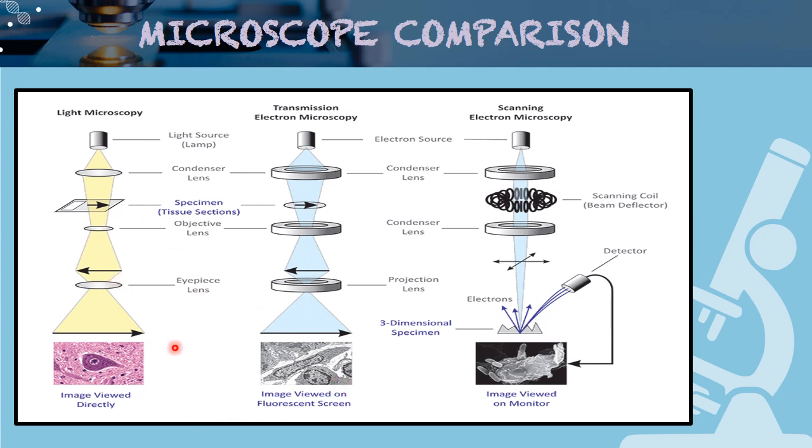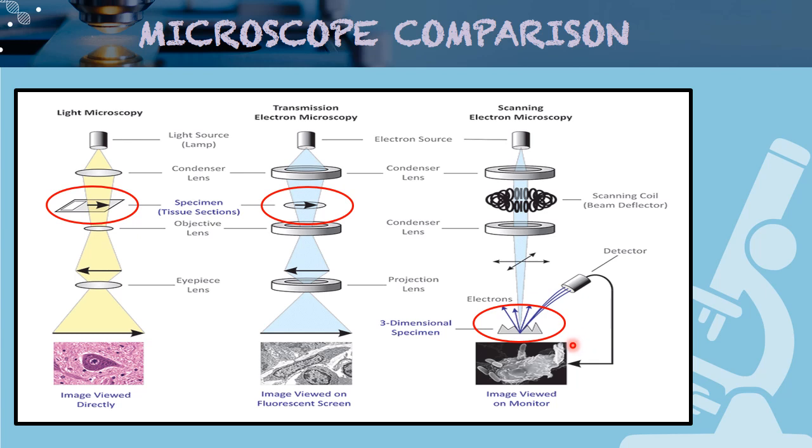So this is the comparison between the three types of microscope here. The first one is the light microscope. These two are the electron microscopes, the TEM and the SEM. How it works is basically based on the placement of the specimen. For the light microscope, the specimen is placed just below the condenser, as well as in the TEM. And for the SEM, the specimen is located at the bottom side of the microscope.